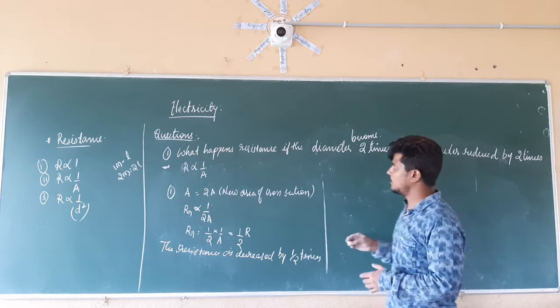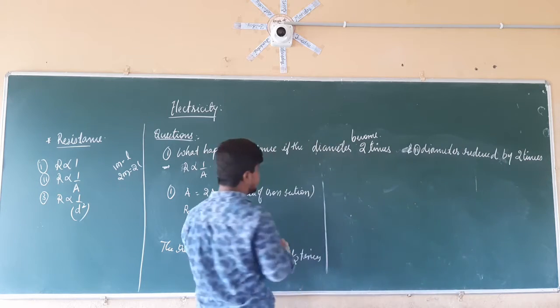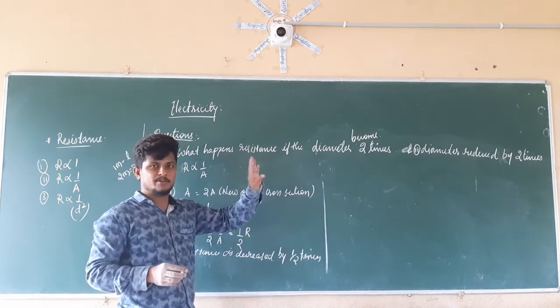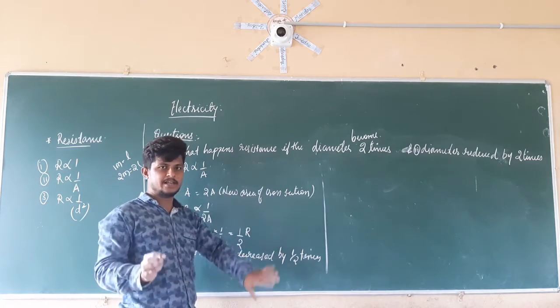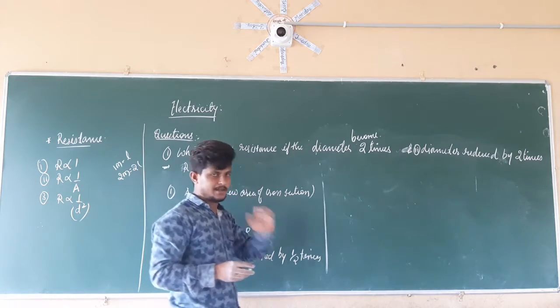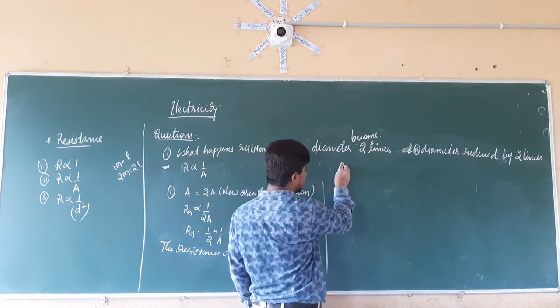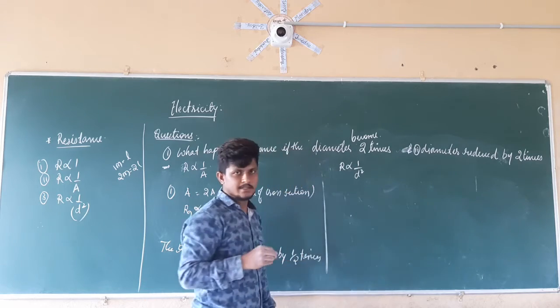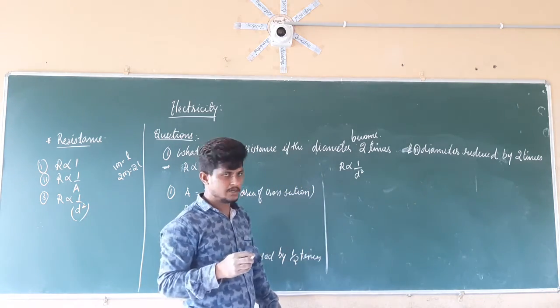We have to calculate what happens to the resistance if the diameter is increased by 2 times and reduced by 2 times. By only this example, we are going to know how the diameter has an effect on the resistance of a conductor. So we already know that R is inversely proportional to D square. Right? R is inversely proportional to D square.